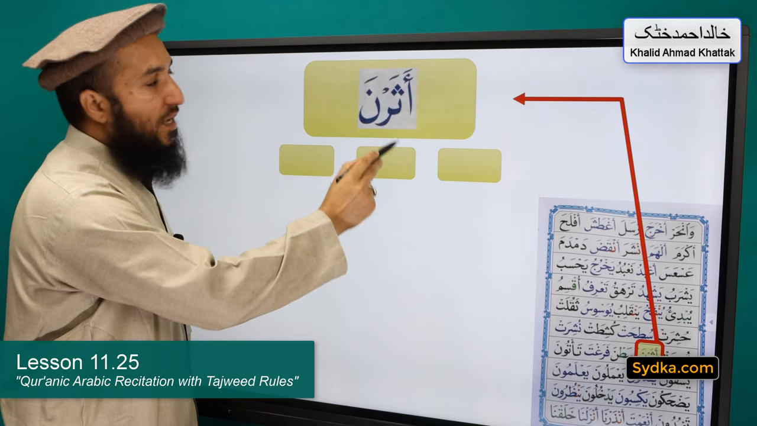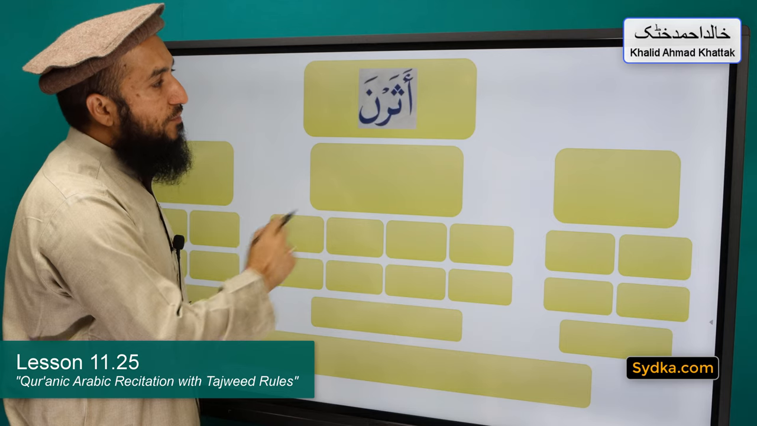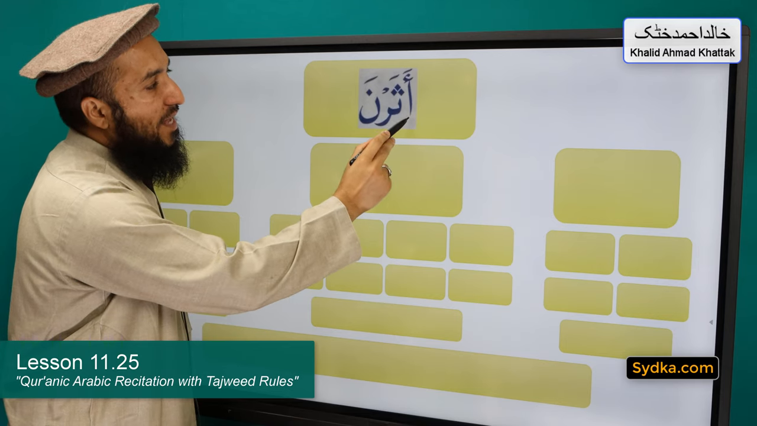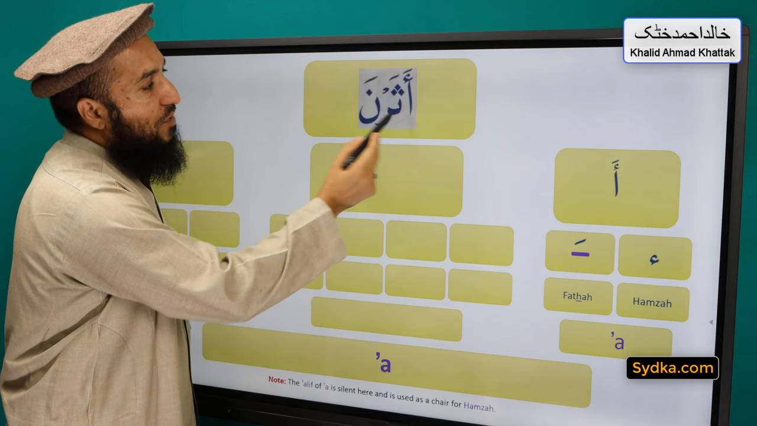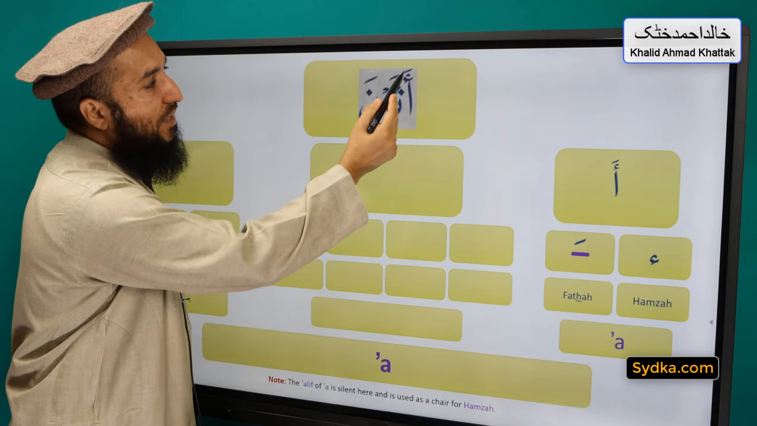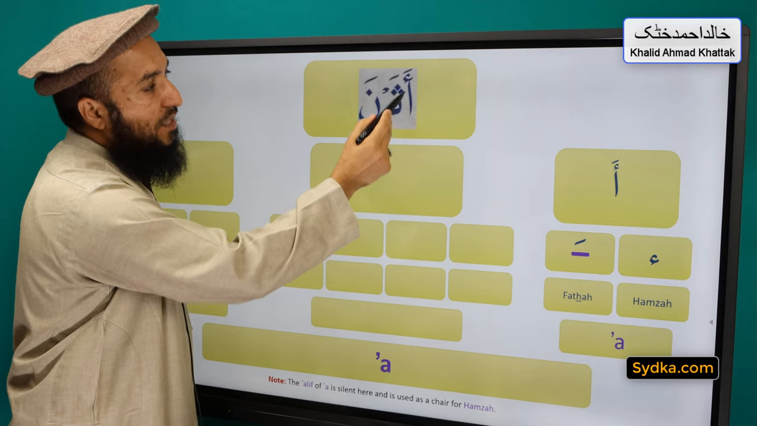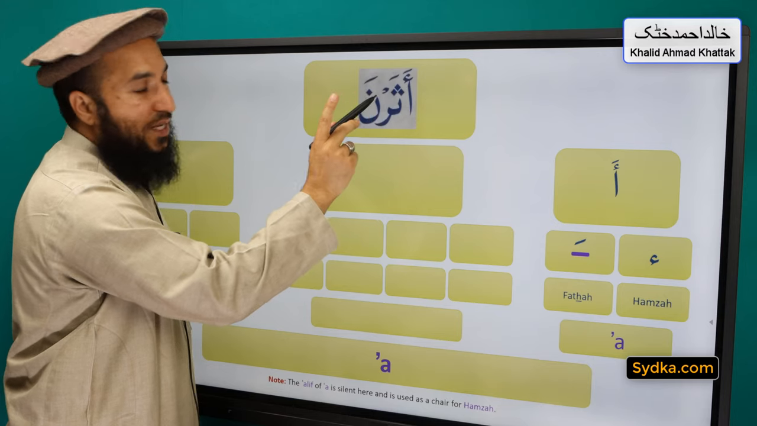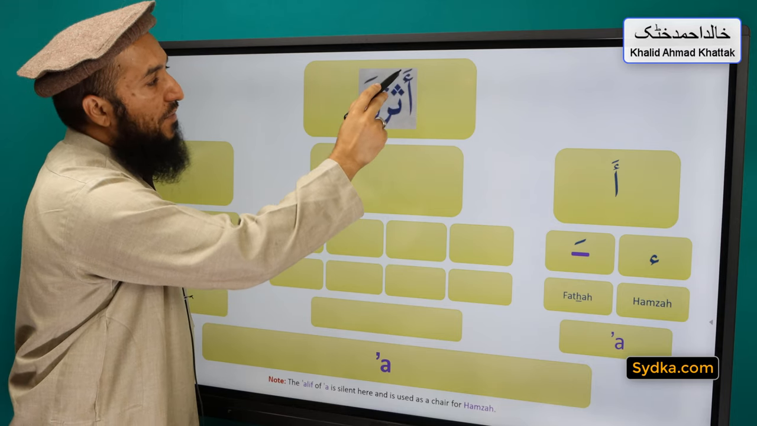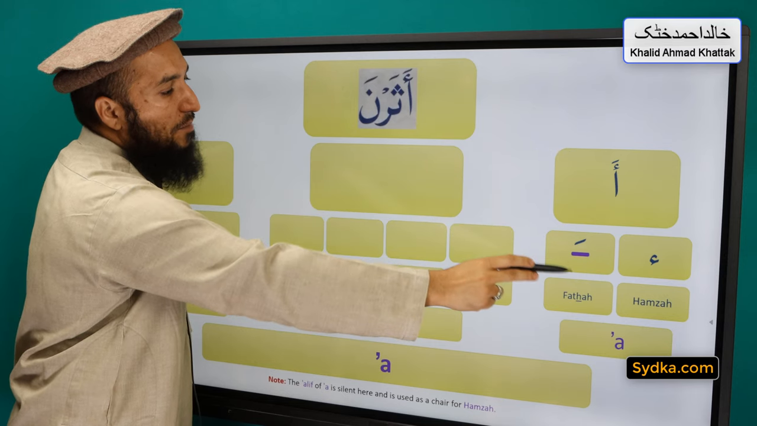The next word we have is atharna, and it can be divided into three syllables. The first one is a, the second one is thar, and the third one is na. So the first syllable we have is hamza fatha a. Hamza is a light letter, it has fatha on top of it, and this alif is used as a chair for hamza. And it is prolonged for one count. Hamza fatha a.